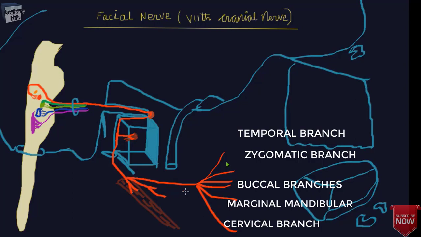Only the major muscles we will see here: the temporal branch gives to the frontalis and orbicularis oculi; zygomatic, orbicularis oculi; buccal branch, buccinator, risorius, nasalis, orbicularis oris and zygomaticus muscle; the marginal mandibular branch to the mentalis muscle; and the cervical branch that gives innervation to the platysma, while the posterior belly of the digastric and the stylohyoid muscles are supplied as described earlier.